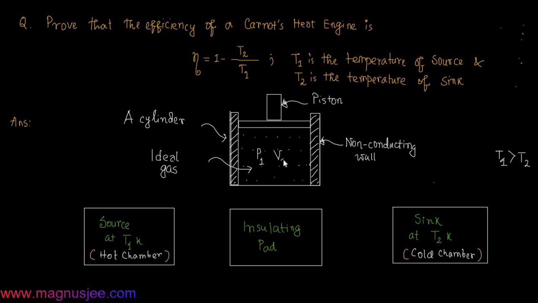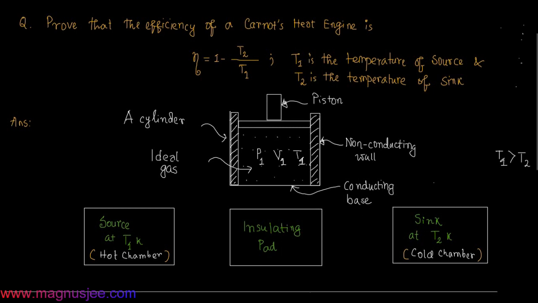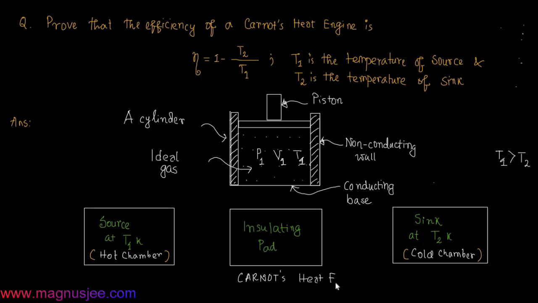We can denote the different states. P1, V1, T1 are the initial pressure, volume and absolute temperature of the ideal gas. And the base is conducting. This is the conducting base of the cylinder. This is a Carnot's heat engine.